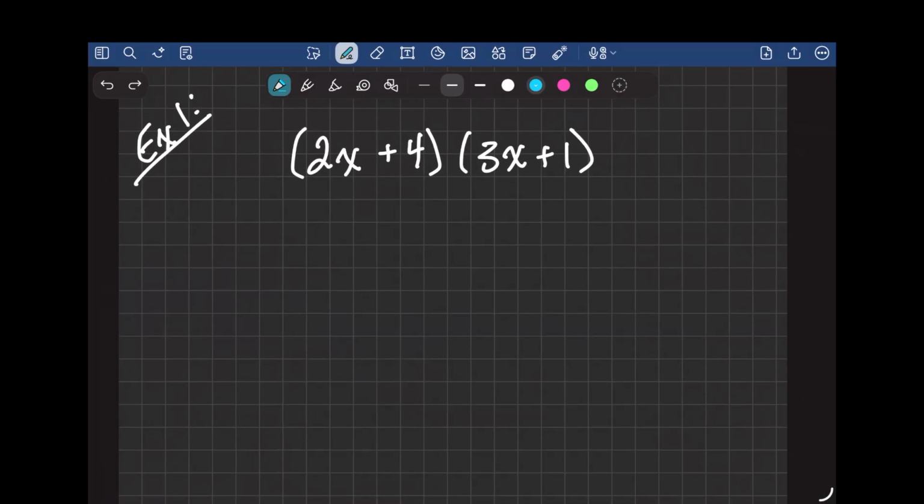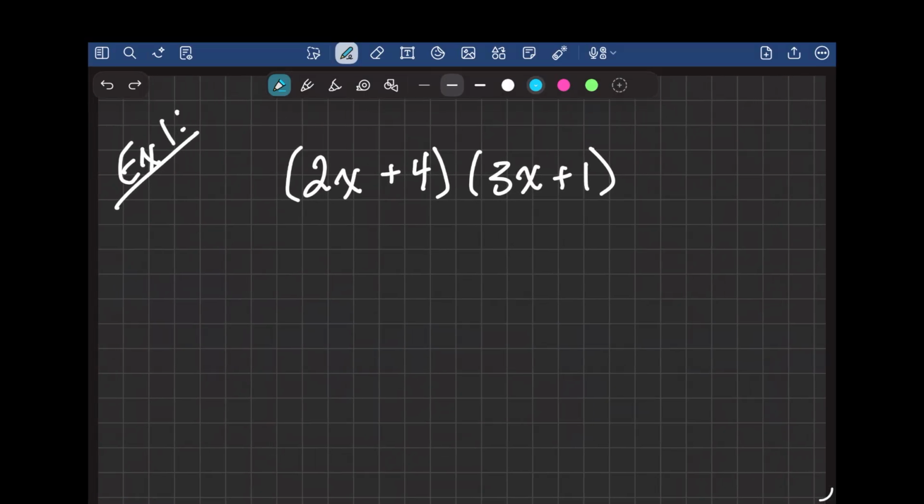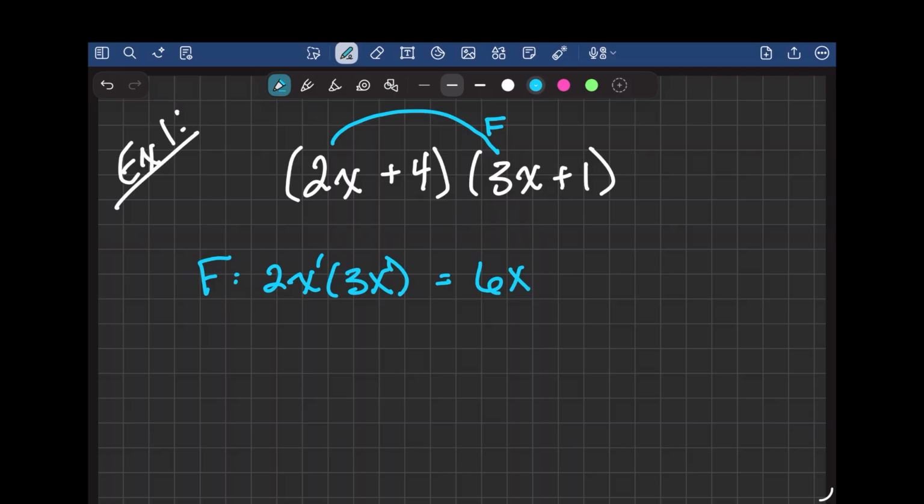Alright, looking at example 1, we have 2x plus 4 times 3x plus 1. So using the FOIL method, we're going to multiply the first two terms from the parentheses. So that first step is going to be 2x times 3x, and that will give us 2 times 3, which is 6, and then using our product rule, we add our exponents, which would leave us with x squared. Then we're going to do 2x times 1, so we're looking at our outside terms, so that would be our O, so 2x times 1, which would leave us with just 2x.